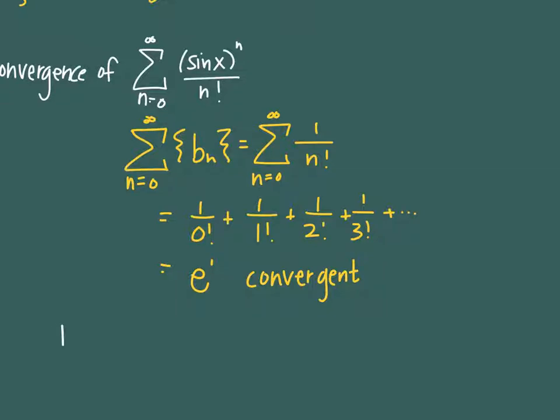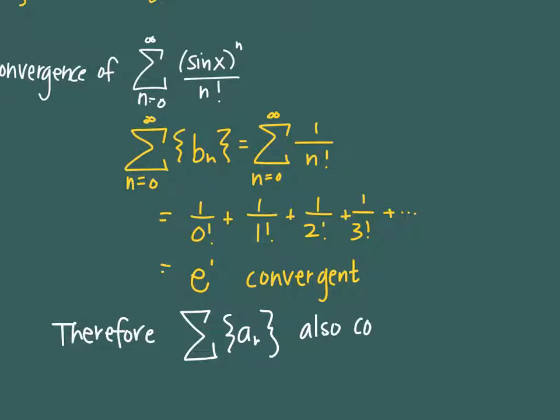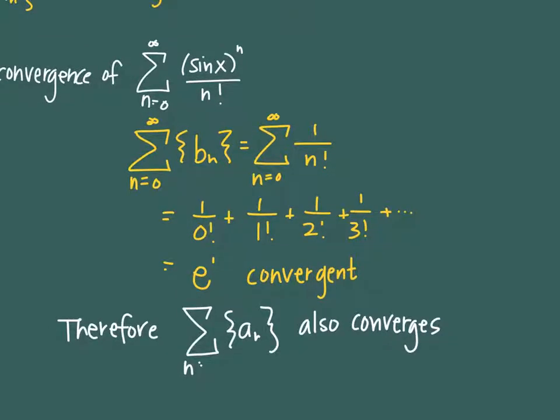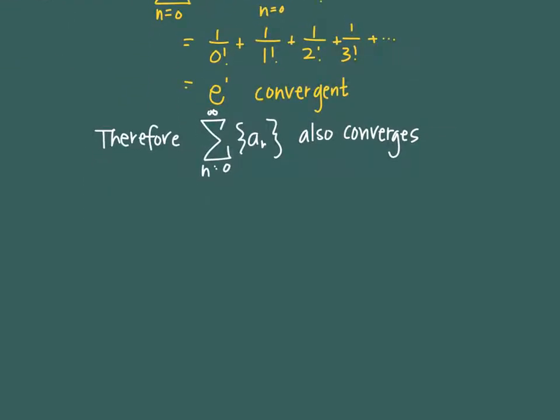So then our original one, which was our A series, also converges by the direct comparison test. Since the one that's always larger converges, the one that's smaller must also converge. Okay, one more of this type.